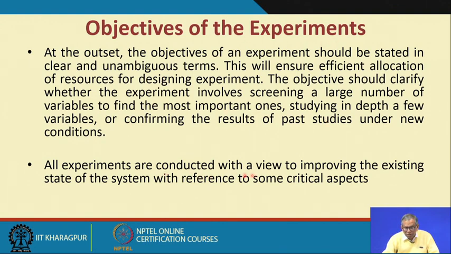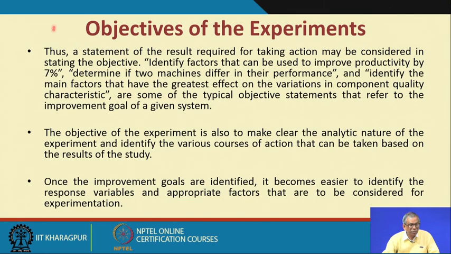All experiments are conducted with a view to improving the existing state of the system with reference to some critical aspects. So, these are the examples. While you write down the objectives of the experiment, a statement of the results required for taking action may be considered in stating the objective in specific terms. Once the improvement goals are identified, it becomes easier to identify the response variables and appropriate factors that are to be considered for experimentation.